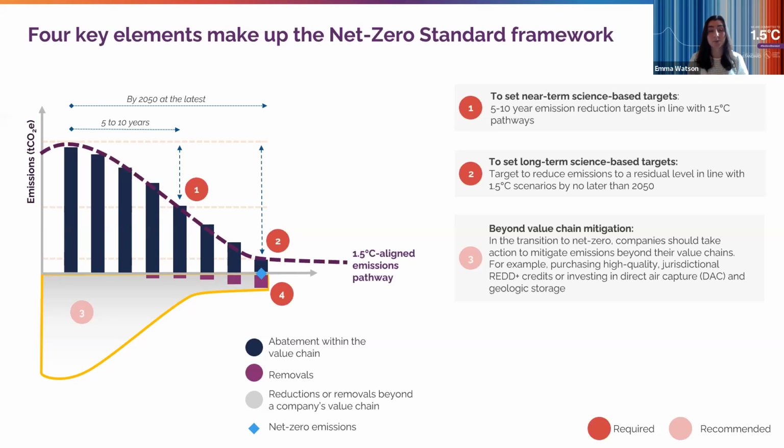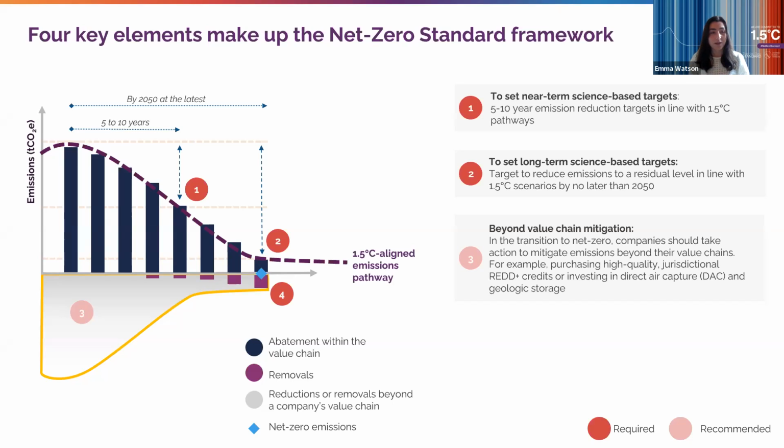So some examples of beyond value chain mitigation could be purchasing high quality jurisdictional REDD+ credits, or making direct investments in direct air capture and geological storage. So this bucket of mitigation is not just limited to carbon credits. It could be other types of investments too.